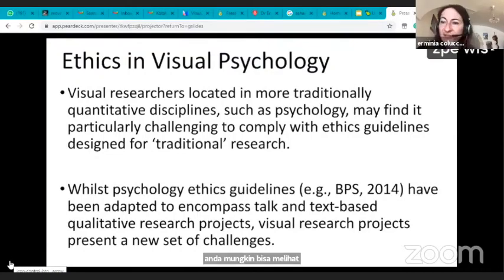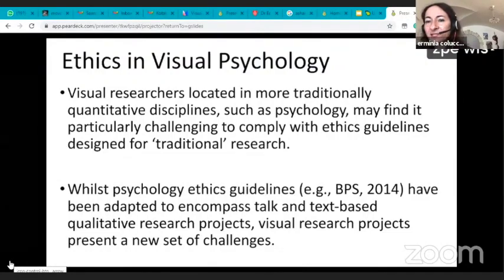While psychology ethics guidelines have been adapted to encompass talk and text-based qualitative research projects, visual research projects also present additional challenges.